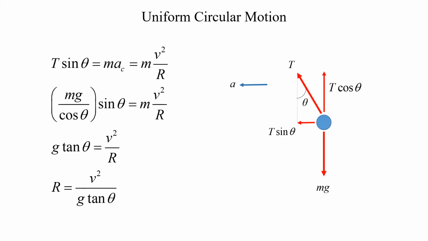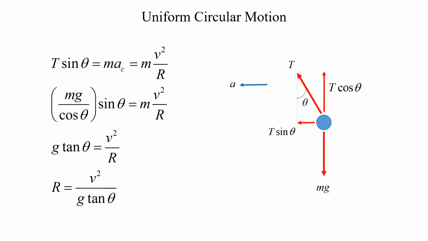All right, so from the first equation, T cosine theta equals mg, solve for the tension, and we get the tension equals mg over cosine theta. Then we plug that into the second equation, T sine theta equals mv squared over r. So we replace the T with mg over cosine theta, times sine theta, and that equals mv squared over r. Well, sine over cosine equals tangent, and we also have a mass on both sides, so we can divide the mass out, and we end up with g tangent theta equals v squared over r. Now we can solve for r, and we get v squared over g tangent theta.